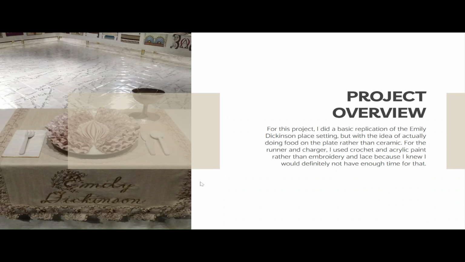A little bit of an overview for this project. I did a basic replication of the Emily Dickinson place setting, but with the idea of actually using food rather than ceramic for the plate. And then for the runner and charger, I used crochet and acrylic paint rather than embroidery and lace because I definitely knew I would not have enough time for that. I started with the most important details, the things that I felt were most important, and then just saw how much time I actually had to get more detailed and do all of the borders and stuff.